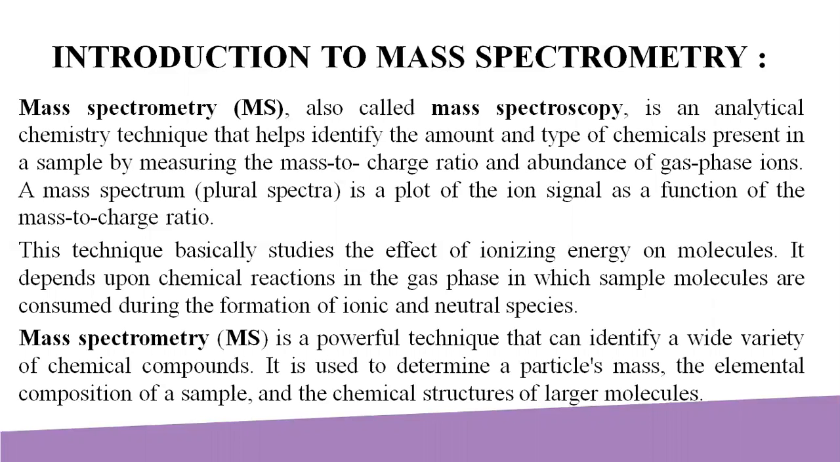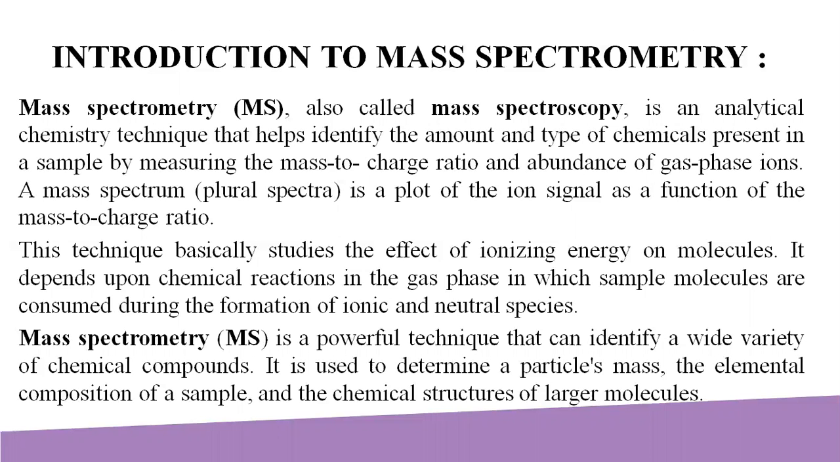Now, introduction to mass spectrometry. Mass spectrometry is also called mass spectroscopy. It is an analytical chemistry technique that helps identify the amount and type of chemicals present in a sample by measuring the mass to charge ratio and the abundance of gas phase ions. A mass spectrum is a plot of the ion signal as a function of the mass to charge ratio.